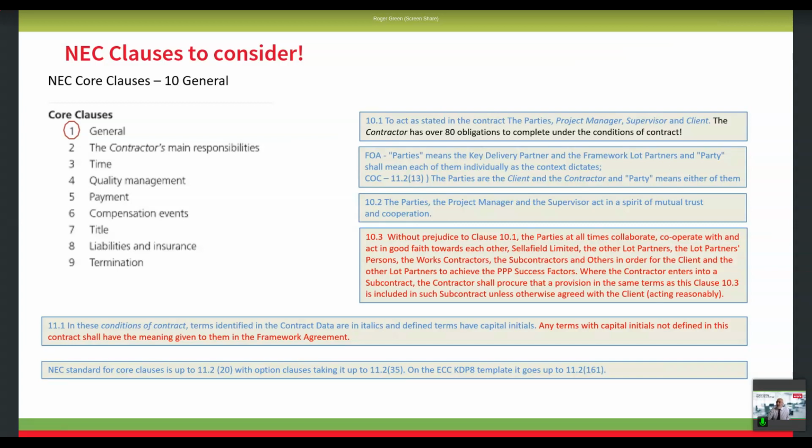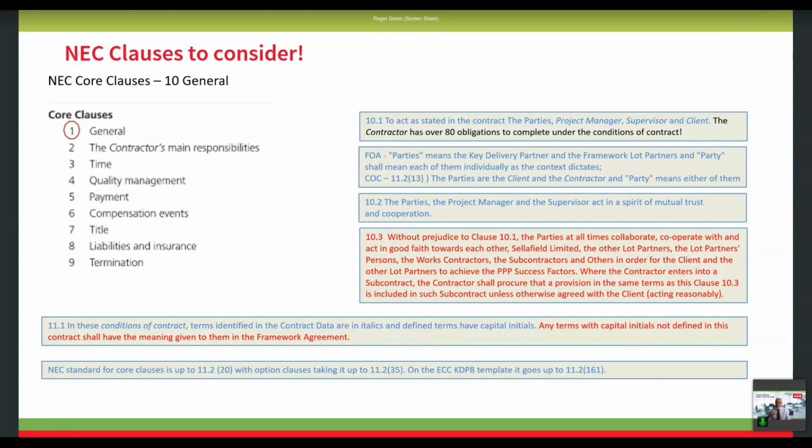This is where we have this term under 10.3, focusing us on the delivery of the entire contract with aligned obligations. And this is now the term or the condition that I really want you to understand, 11.1. It is that in these conditions of contract, the terms identified in the contract data are in italics, and defined terms have capital initials.